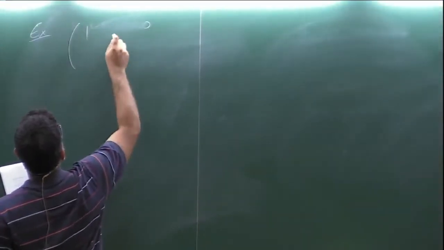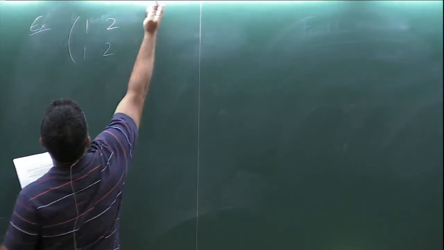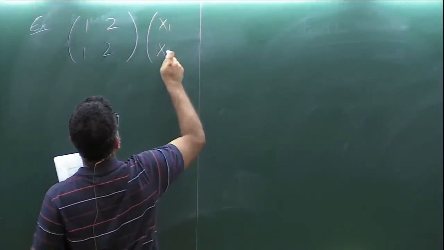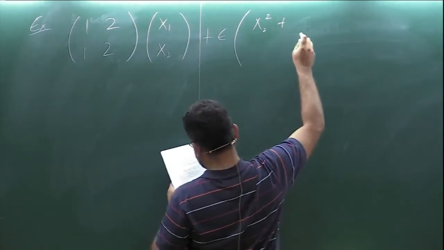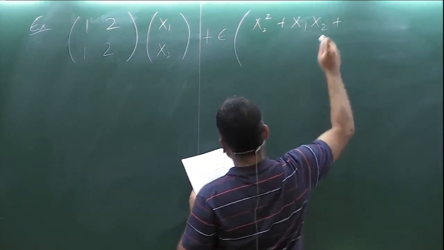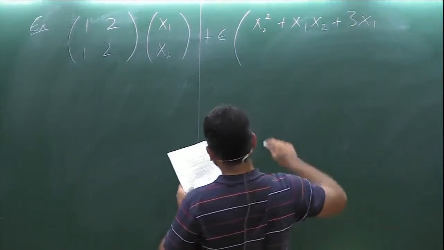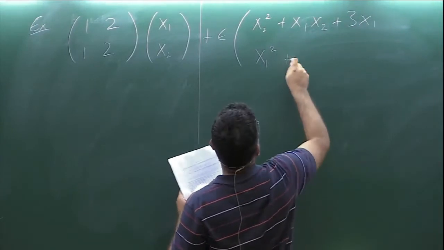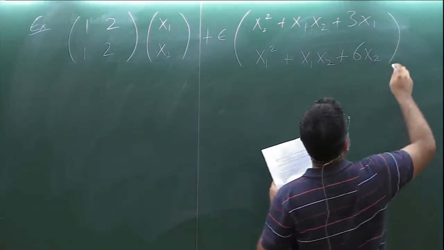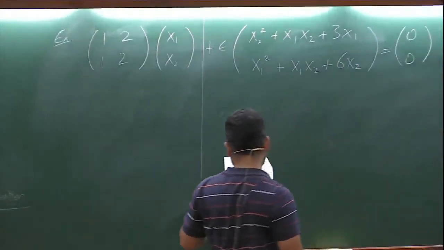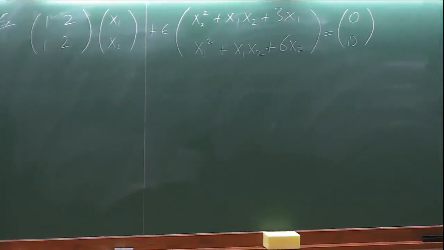Yet another example: 1, 1, 2, 2, times x1, x2, plus epsilon times (x2 squared, plus x1 x2, plus 3x1, x1 squared, plus x1 x2, plus 6x2), equals 0, 0. So I've changed my problem, my linear operator is different, my nonlinear operator is different. My nonlinear operator seems to have a linear term, but it's being multiplied by an epsilon, so in any epsilon expansion, that's a lower order term.